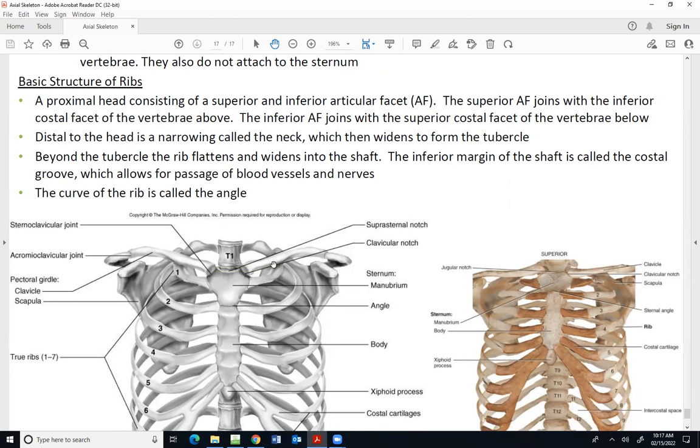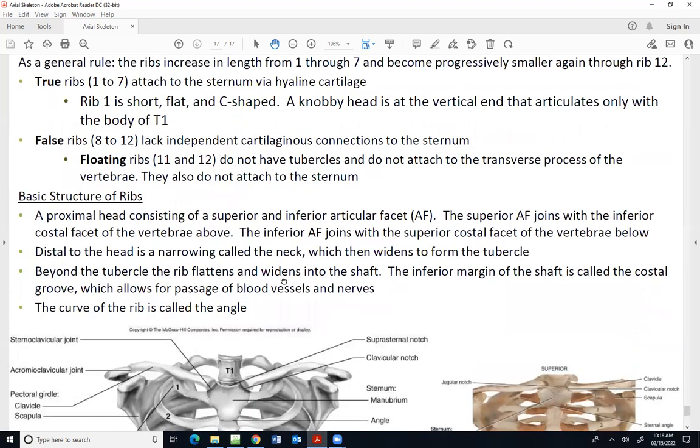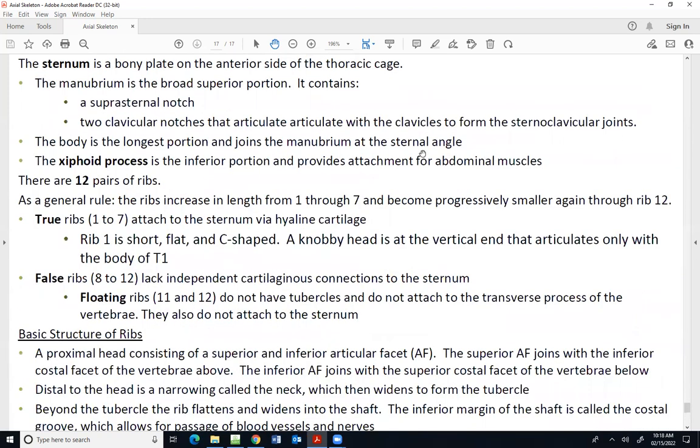So this is our collarbone connecting to it, forming what we call the SC joint, sternoclavicular joint, which we'll talk more about in our next lecture. So those are structures associated with the manubrium. Also associated with the manubrium is what we call the angle. It's the line coming across between the manubrium and the body. So highlight that. And then the body, really the longest portion, joins the manubrium at that sternal angle.